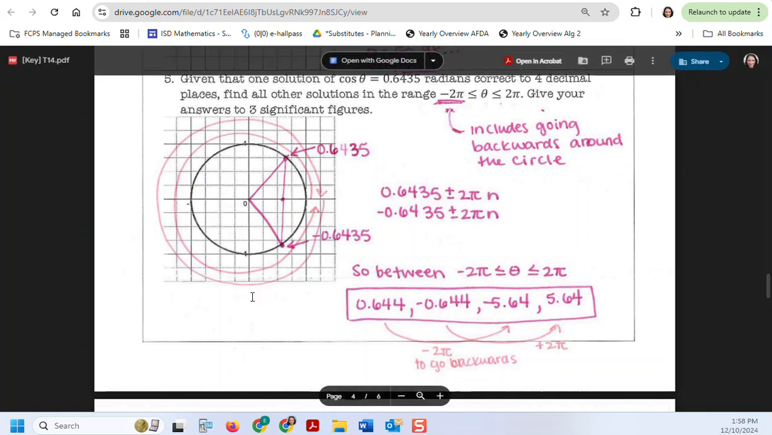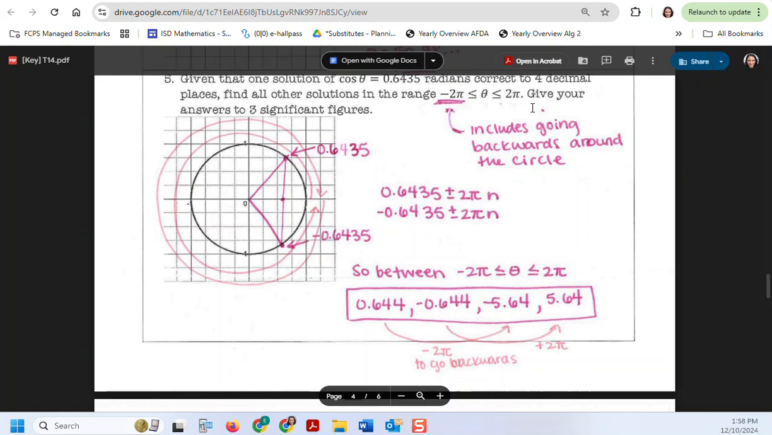So there's 2 places on the unit circle, but they determine 4 different answers because my interval is going on the circle the positive direction and also the negative direction. These are the same exact notes that are available in Schoology, so if you need more time to process that, they'll be there for you.